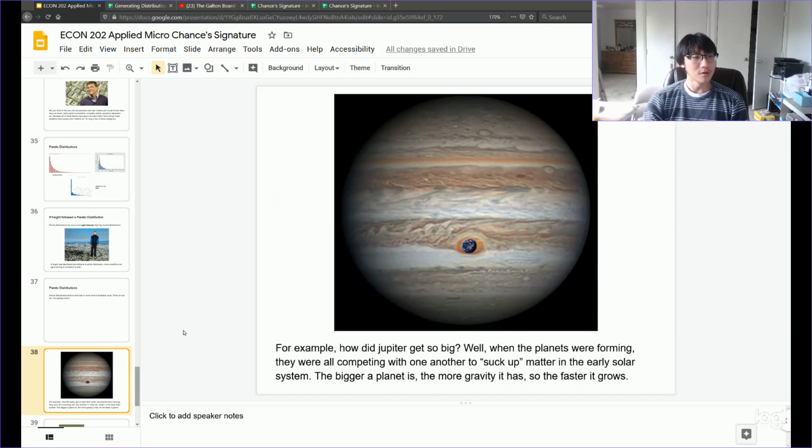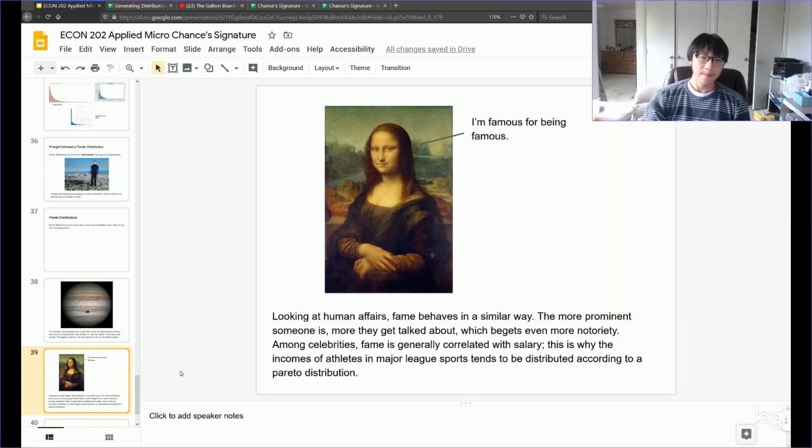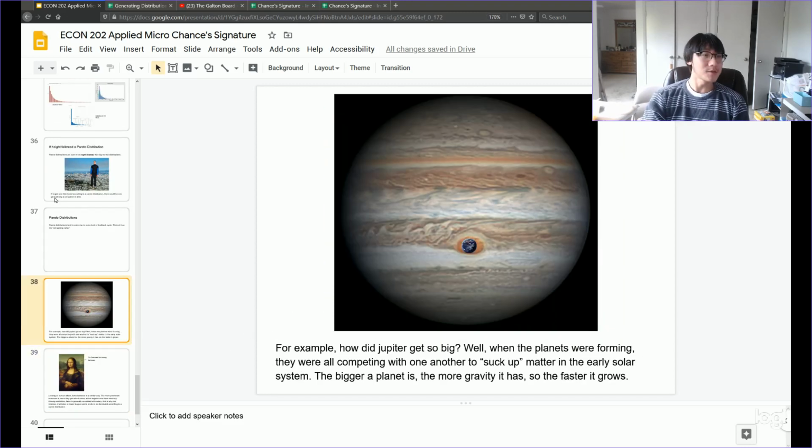Why are the masses of planets distributed according to a Pareto distribution? Well, for example, if you think about the planets in our solar system, at least, the largest planet is Jupiter, right? And Jupiter, as you may or may not know, is a giant planet. It's way, way larger than the size of Earth, right? Now, how did Jupiter get so big?